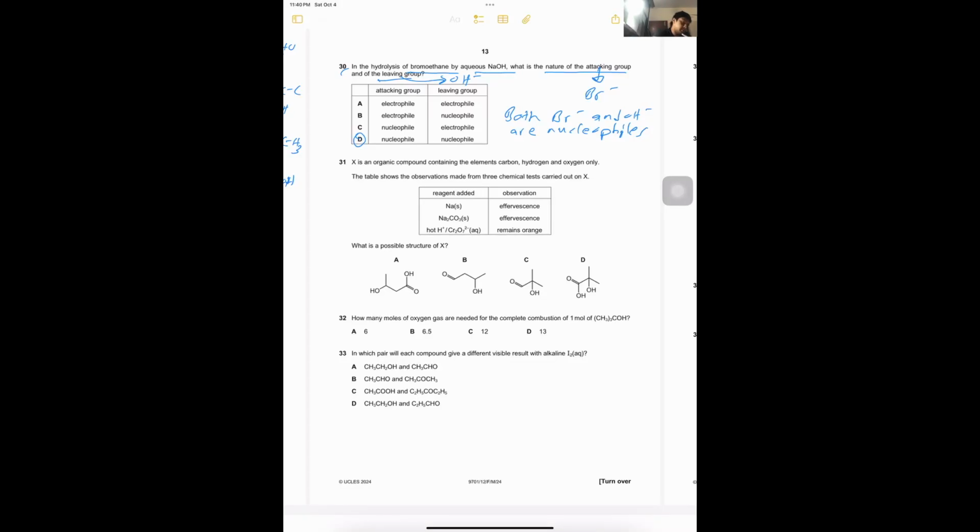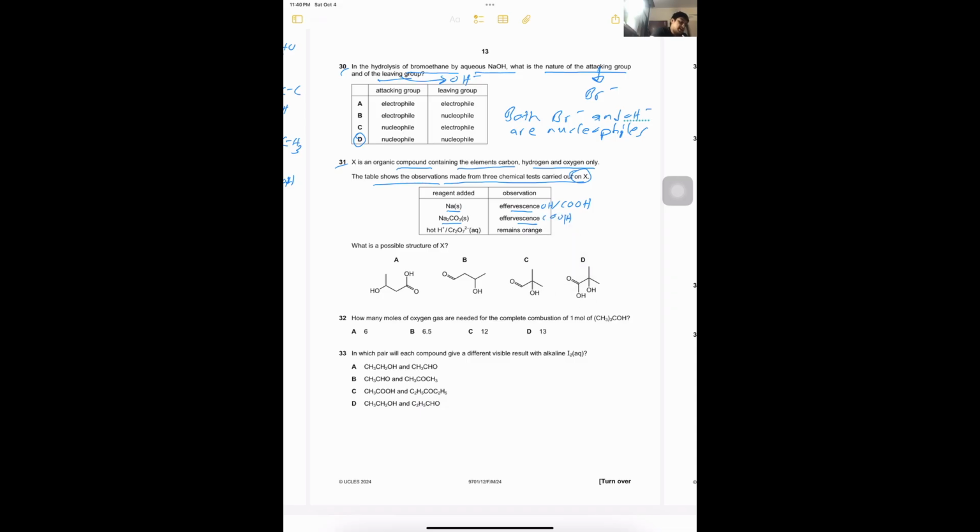Question number 31. X is an organic compound containing the elements carbon, hydrogen, and oxygen only. The table shows the observations made from 3 chemical tests carried out on X. So it reacts with sodium and effervescence is formed. That means either OH or acid is present. It reacts with sodium carbonate and it gives effervescence. That means acid is present.